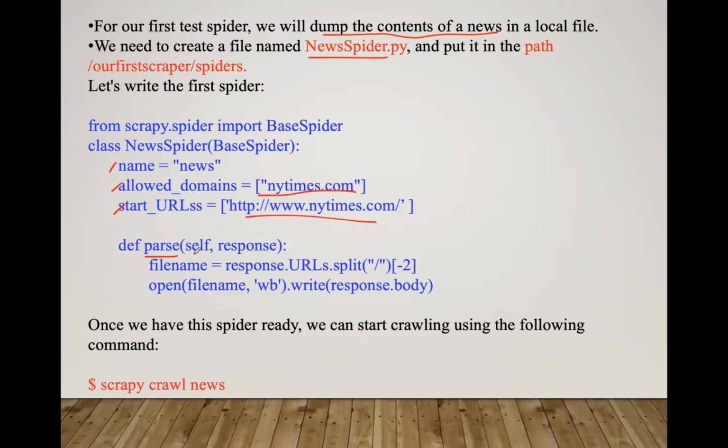Next, we have the parse method. This is mainly used to parse the data from URLs. This parse function is called whenever the crawler successfully crawls a URL. If there are multiple URLs like this, and the crawler successfully crawled this URL, then after that, this function will be called.